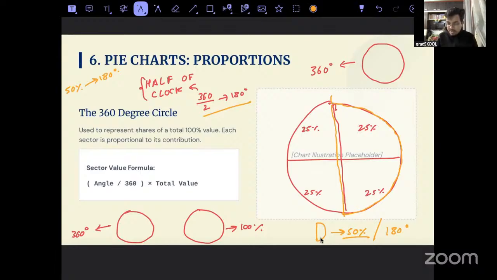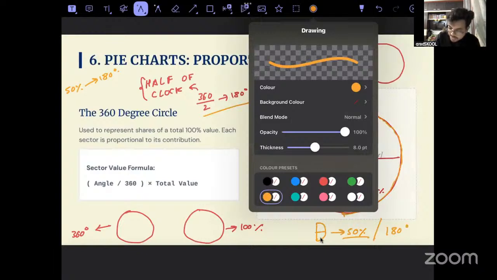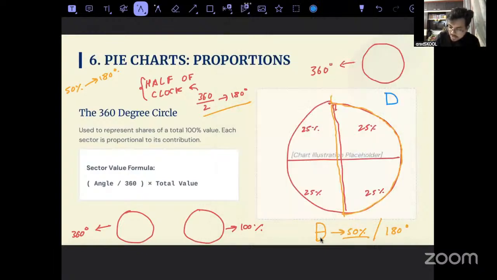Now let me divide this also in half. Let me change my color again. Now I have this. This is how much? 25%. This is also called 90 degrees. Why? Half of this and half of this: half of 50% and half of 180 degrees. So this becomes 90 degrees. This becomes 25%. So we can say 25% is 90 degrees.